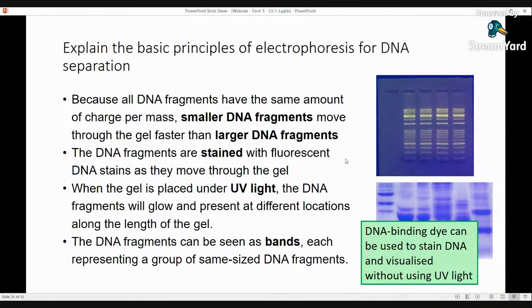Then the DNA fragments are stained with fluorescent DNA stains as they move through the agarose gel. After that, we expose the gel under UV light and we can see the DNA fragments shown as DNA bands. The further the DNA bands, the smaller the size of the DNA fragments. Or in another way, we can use a DNA binding dye, which can be used to stain the DNA and visualize it without using UV light.